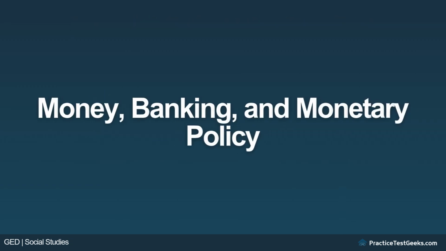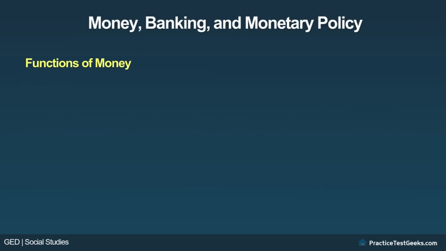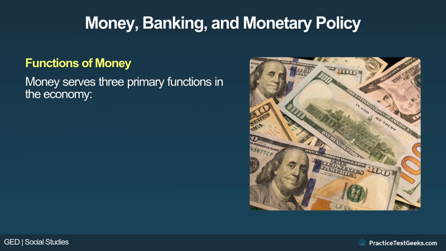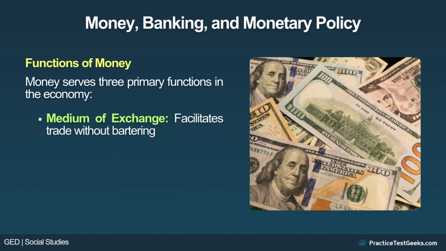Understanding how money works is key to understanding the broader economy. Functions of money. To begin with, money plays a crucial role in any economy by serving 3 primary functions. Medium of exchange. First and foremost, money allows people to trade goods and services without relying on barter systems.